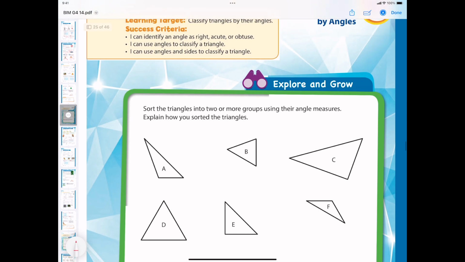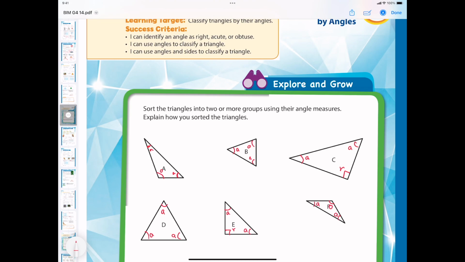Question: sort the triangles into two or more groups using their angle measures. Explain how you sorted the triangles. Let's take a look at these angles first. These are acute, and you see this obtuse one. Obtuse, acute, acute. These three are all acute. And this one is acute, acute, but this seems to be a right angle. Yes, right angle. This is acute, acute, acute. This is a right angle, and these two others are acute. And this is obtuse, and these are acute.